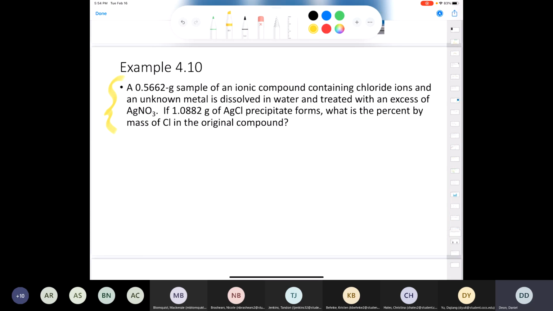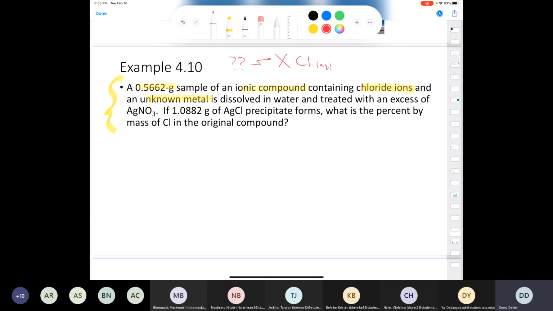But trust me, it helps. It says, if you start out with about 0.5 gram of some kind of ionic compound that contains chloride ions in an unknown metal, okay? So we have something that's got X metal and then chloride ions, and we don't know the identity of X. We dissolve it in water, and then we treat it with silver nitrate, and then we end up with silver chloride. What is the percent by mass of chloride in the original sample?